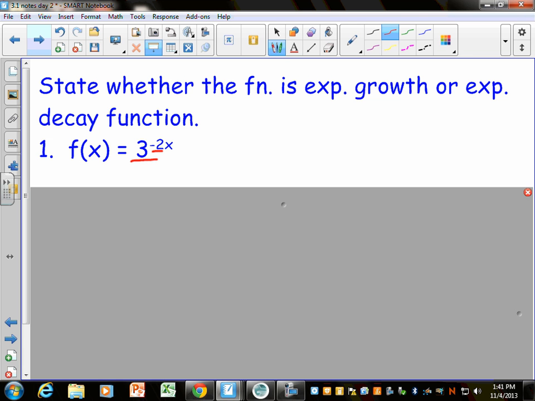This is actually your base, right? 3 is your base, and I just want to throw out here that a lot of people want to say exponential growth because they say, oh, 3 is bigger than 1. But doesn't a negative exponent mean it moves it to the bottom? So this is the same as saying 1 over... it would be smaller than 1. It's 1/9.